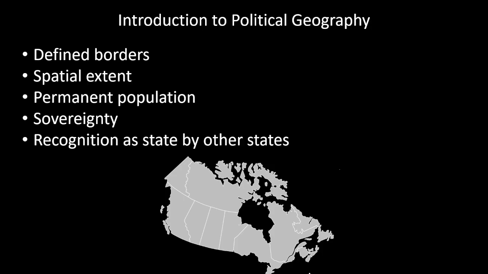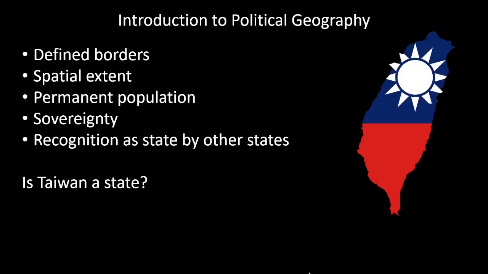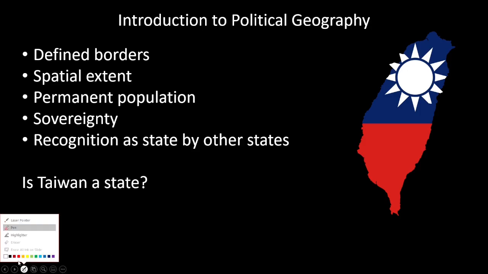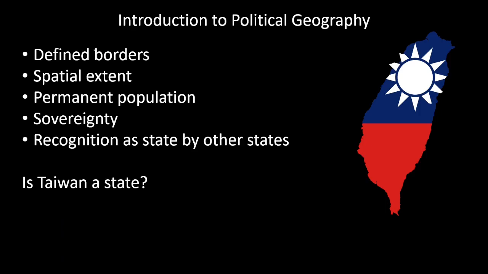Now we're going to get into various examples of political entities, which are basically just places with borders, spatial extent, and those two things. And we're going to see if they're a state or not. So let's start with Taiwan. This is Taiwan, by the way. I'll use blue. We're just going to go through this and make it like a checklist. Does it have all these characteristics?